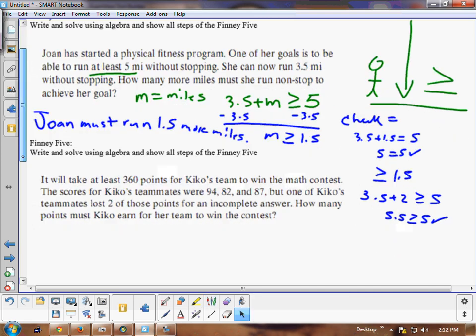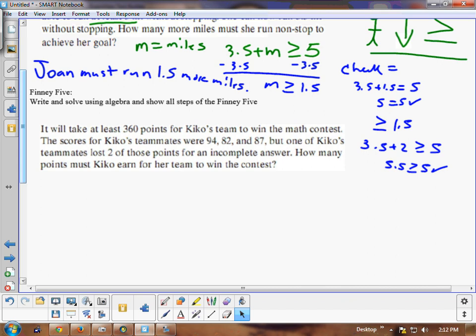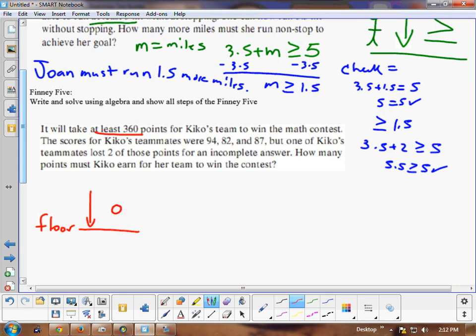Okay, moving on to the last one. It will take 360 points for Kiko's team to win the math contest. The scores for Kiko's team were 94, 82, 87, but one of Kiko's teammates lost 2 points for an incomplete answer. How many points must Kiko earn for her team to win the contest? They need at least 360. Again, at least is the floor. According to the floor, you are greater than or equal to the floor. So greater than or equal to 360.